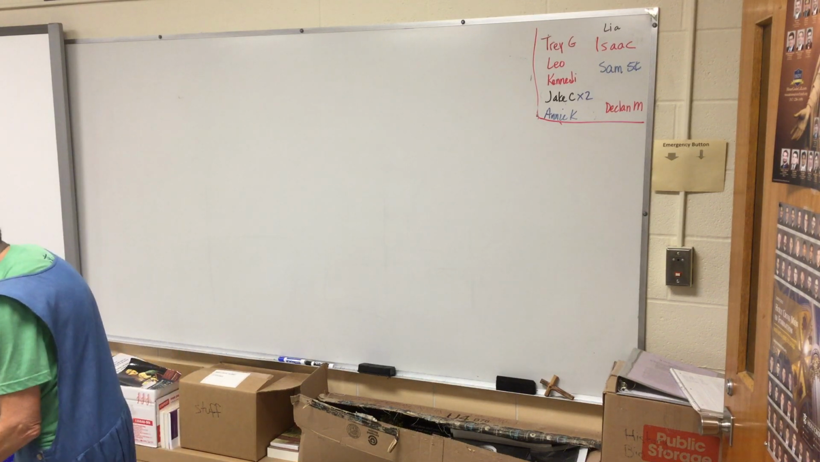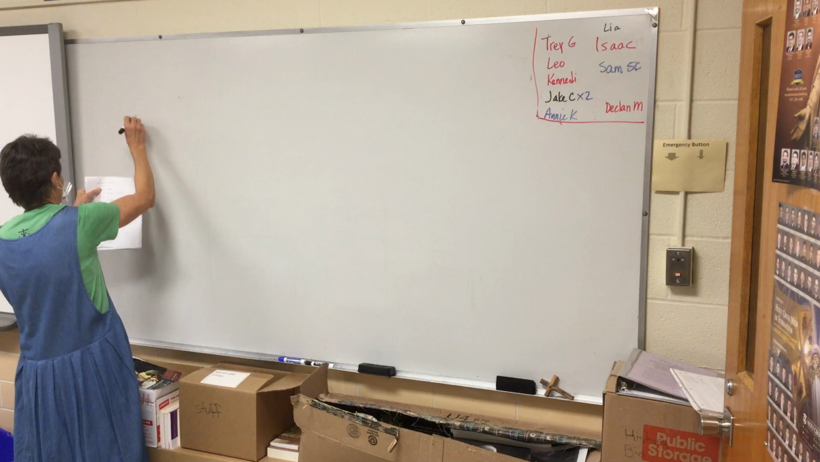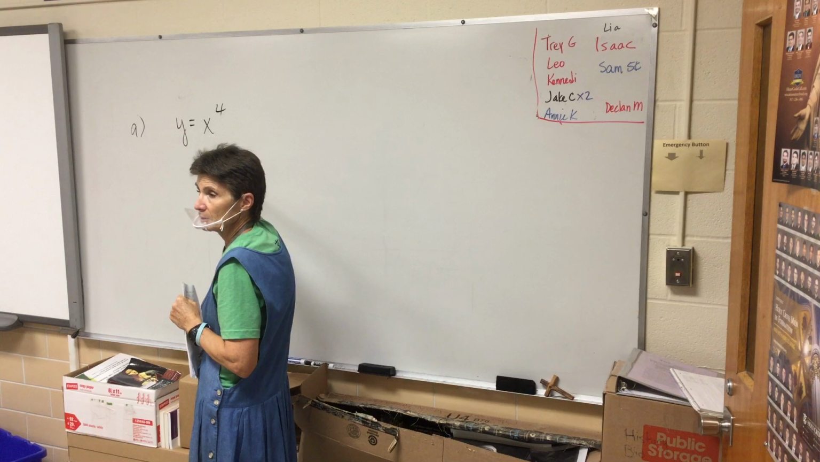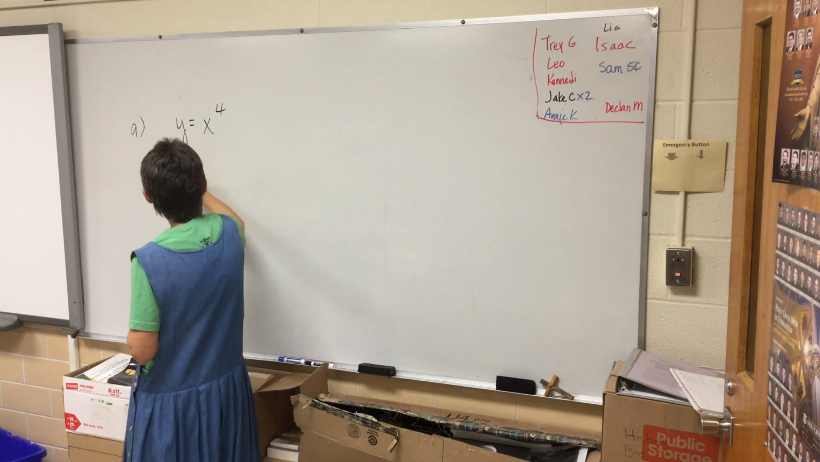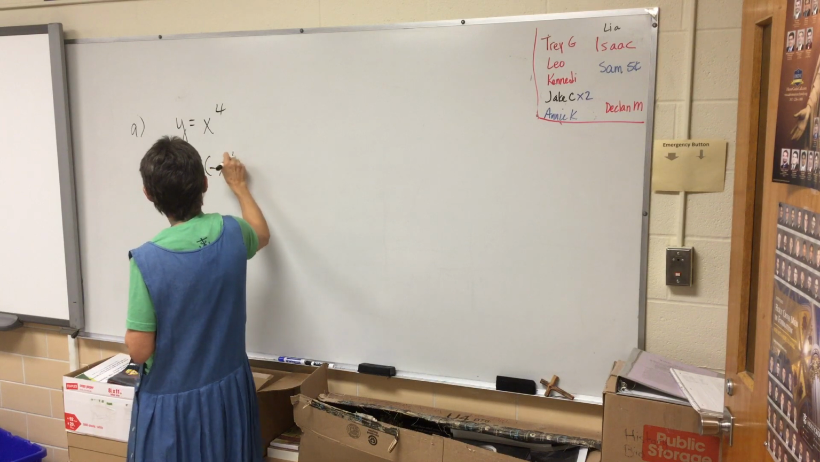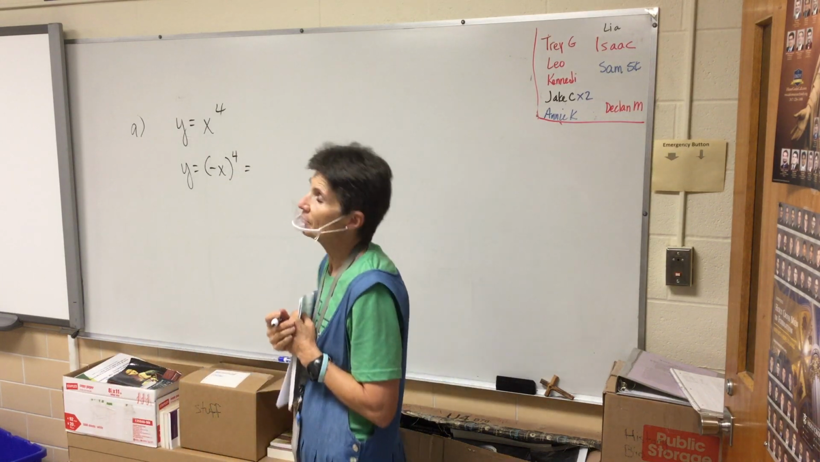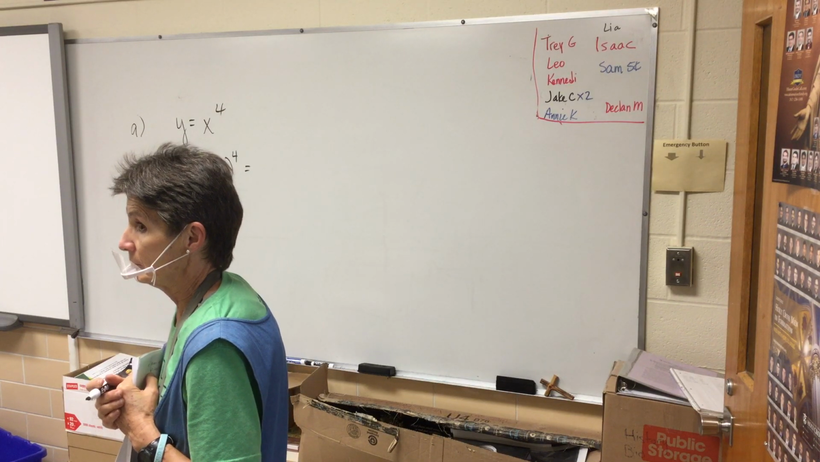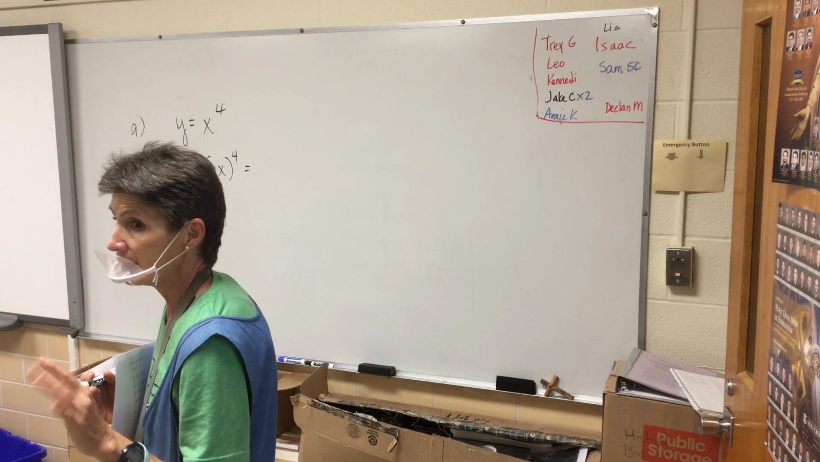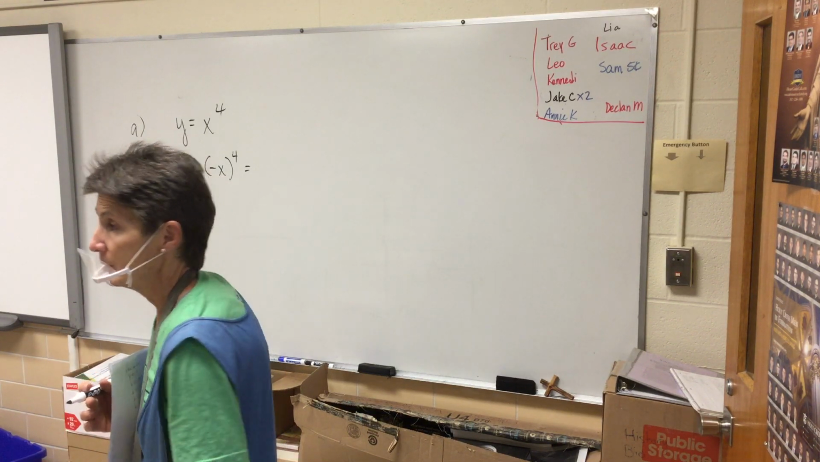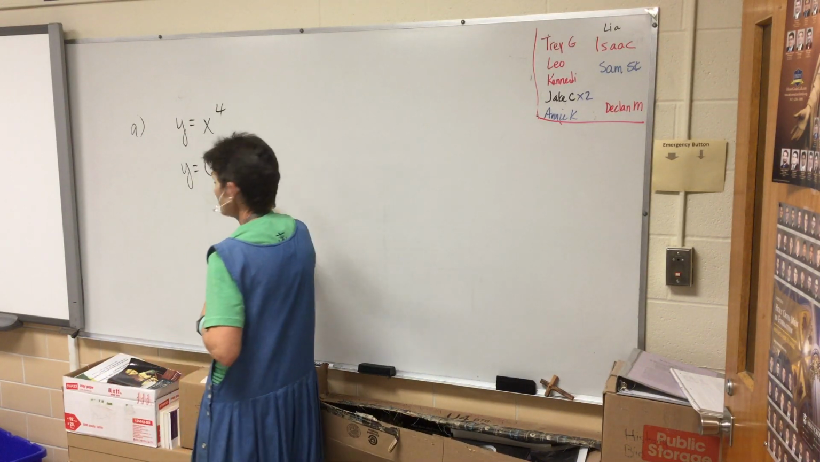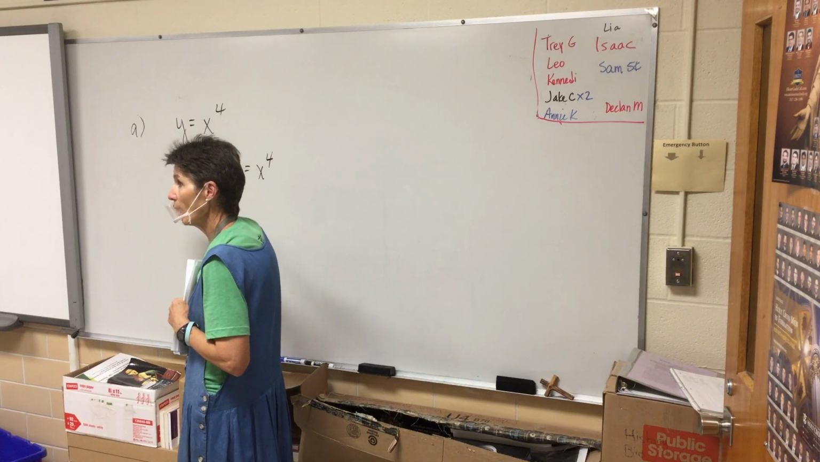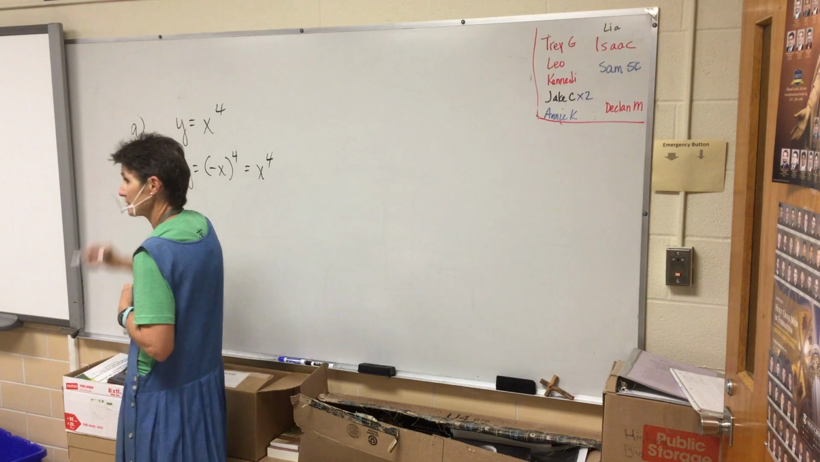So when I look at problem number A, I would write it as y equals x to the 4th. If I change the sign on x, does that simplify to the same thing as the original? If you do a negative 4 times, doesn't it disappear? So this would be the same as x to the 4th. So that has symmetry about the y-axis, which means it definitely is even.